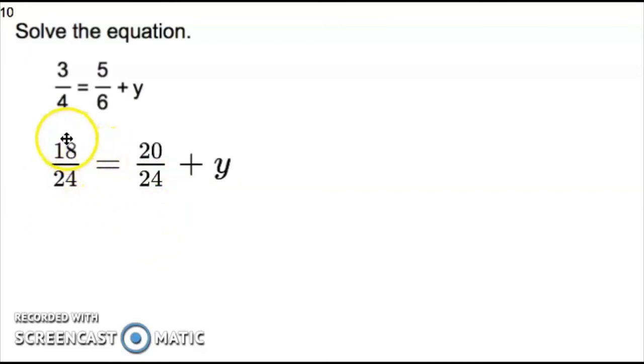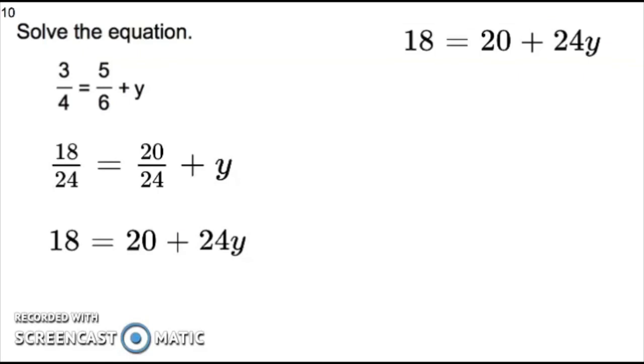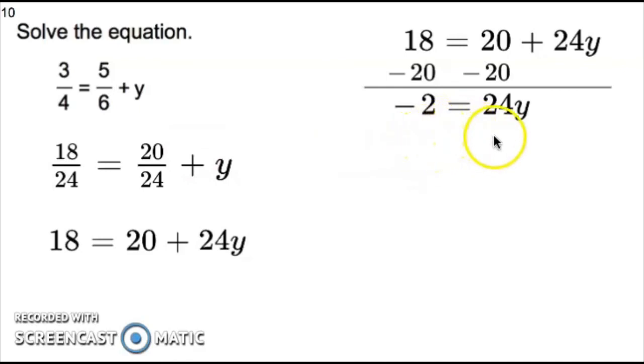If I multiply 18 over 24 by 24, all I'm left with is a numerator of 18. Multiplying 20 over 24 by 24, all I'm left with is a numerator of 20. Multiplying any fraction by its denominator always leaves you with the numerator or the top number. And then I also have to multiply 24 by y to give you 24y. Now, I could solve this like a regular equation. So I subtract 20 on both sides, and 18 minus 20 is negative 2 equals 24y. Now I divide both sides by 24, and that gives me negative 2 over 24.